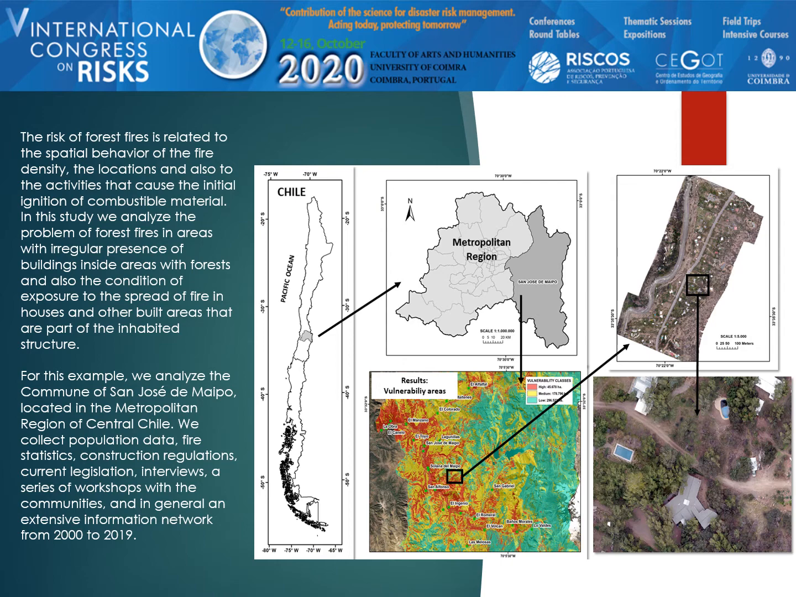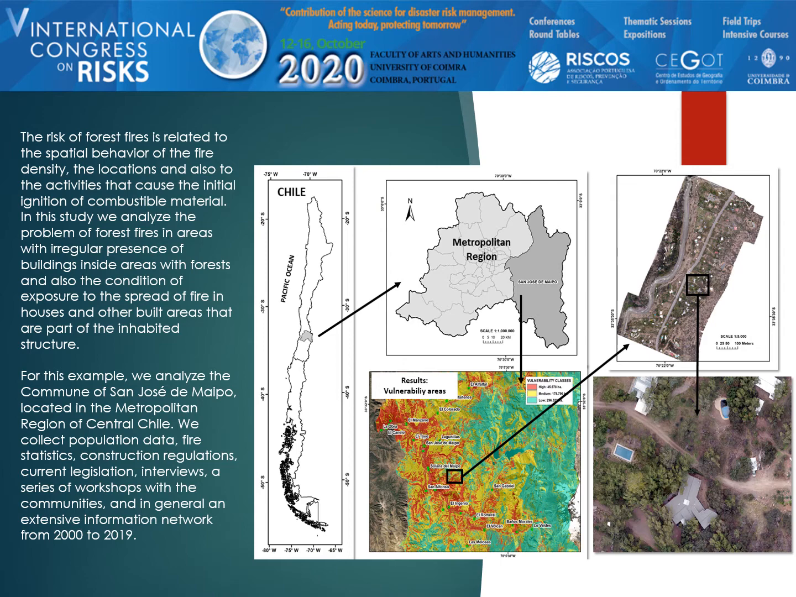of combustible material. In this study, we analyzed the problem of forest fire in areas with irregular presence of buildings inside areas with forest, and also the condition of exposure to the spread of fire in houses and other built areas that are part of the inhabited structure.